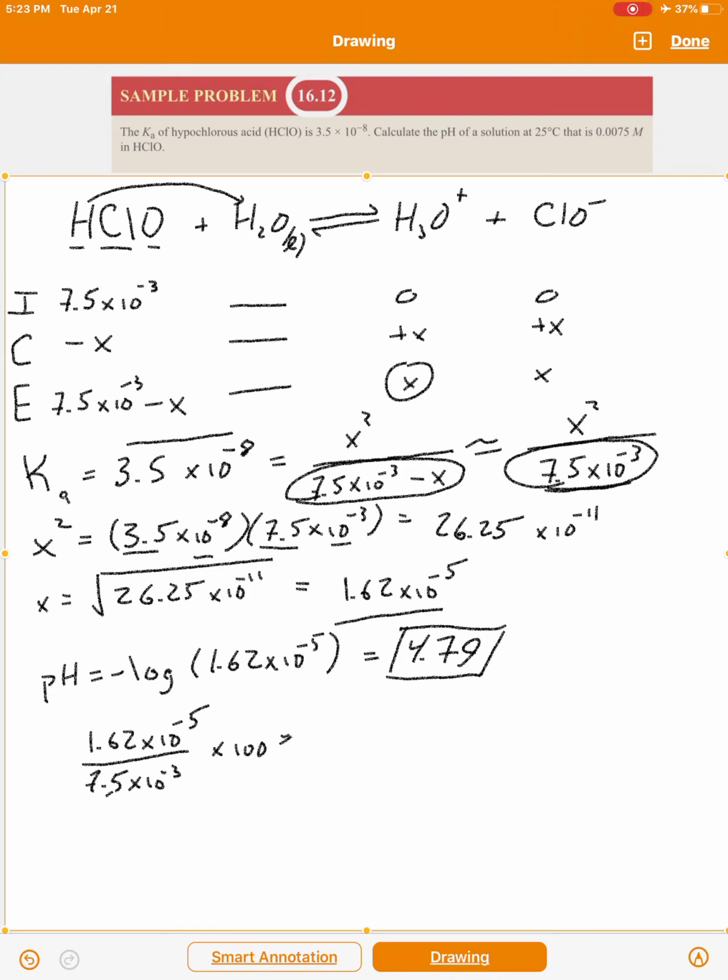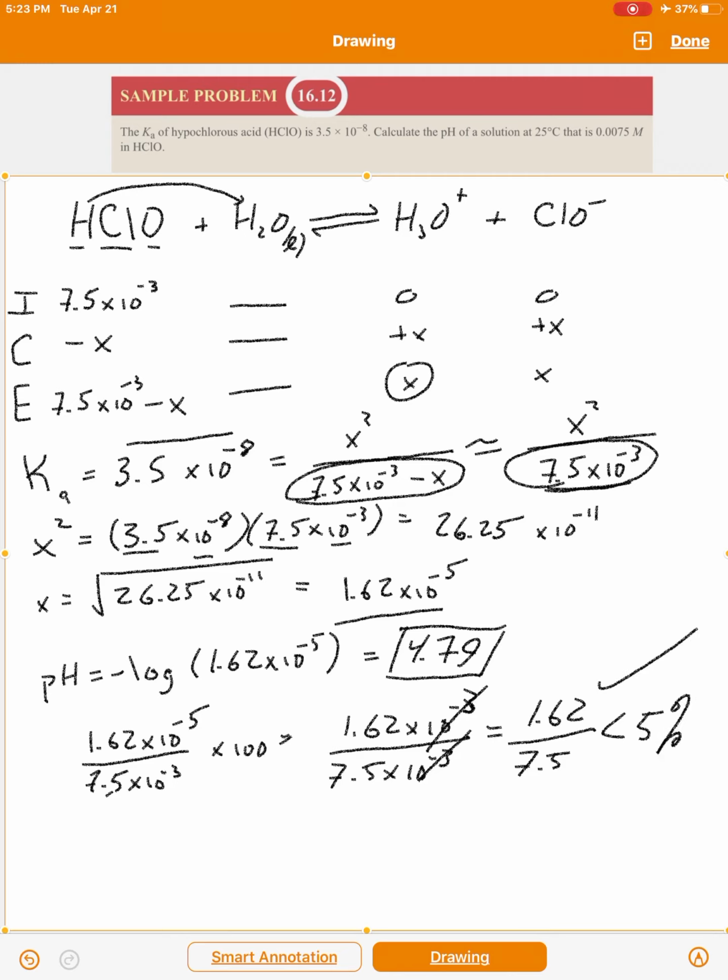Now, this would be equal to 1.62 times 10 to the minus 3, so .62 over 7.5. That's definitely less than 5. So it's a good assumption.